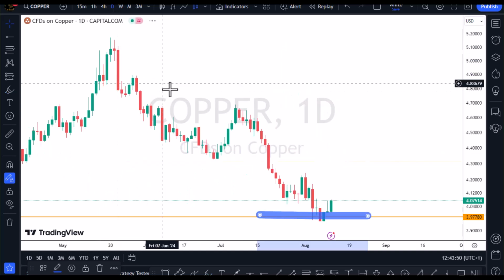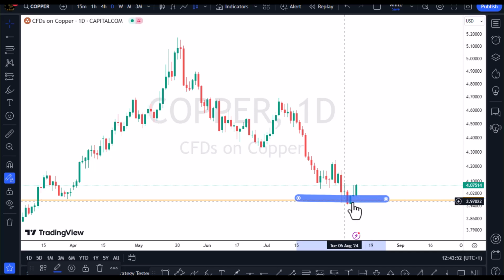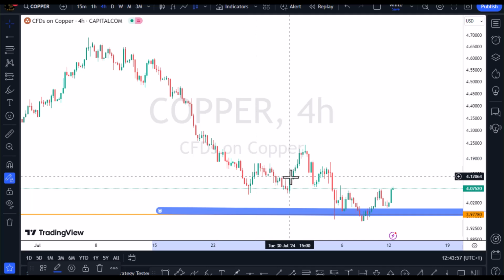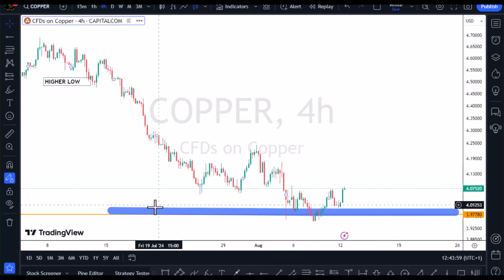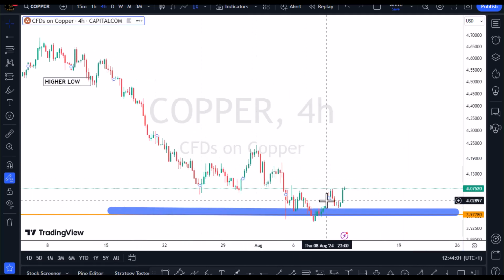On the day chart, so this is the day chart right here. You can see that I'm monitoring this from last week. Now I went to the 4-hour chart. So on the 4-hour chart, what do I have? On the 4-hour chart right here, you can see I have an inverted head and shoulder.